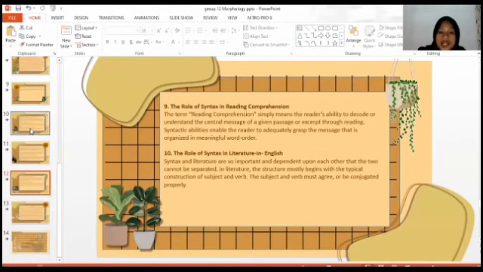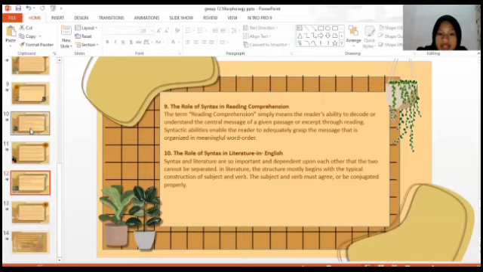9. The role of syntax in reading comprehension. The term reading comprehension simply means the reader's ability to decode or understand the central message of a given passage or excerpt through reading. Syntactic abilities enable the reader to adequately grasp the message that is organized in meaningful word order. And then, 10. The role of syntax in literature in English.